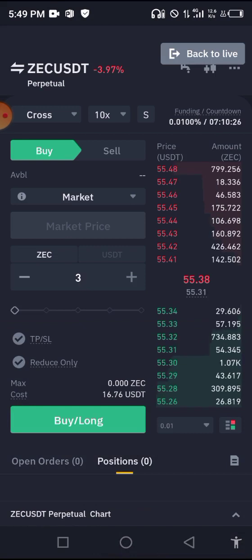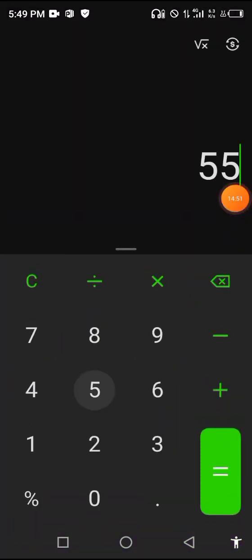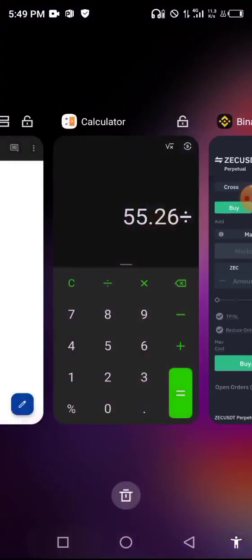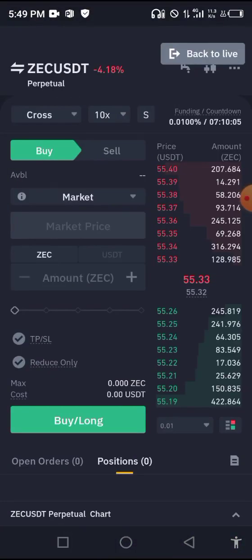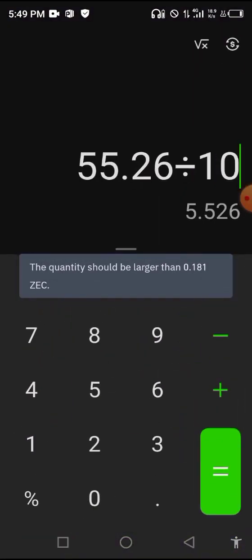The formula to control position sizing in futures trading is just that. This is my current market price here, 55.26, divided by your leverage. So I want to buy just one ZEC on futures trading. How much will I be using? I want to use 10x leverage, so divided by 10, I'll be using 5.526.